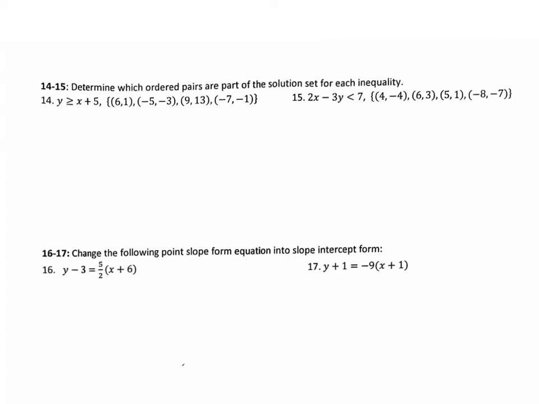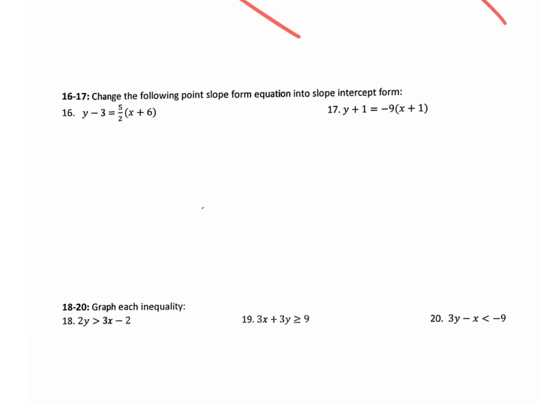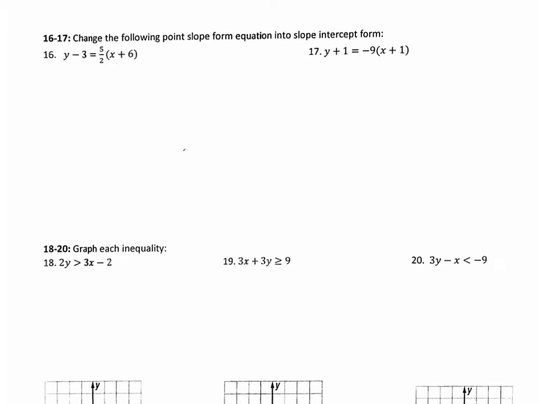Now, I do realize that this test is long, and the other algebra teachers also agreed with that, so we are going to skip numbers 14, 15. All you had to do there was plug in and see if it was true or false, but that kind of takes a lot of time. So let's just jump to 16 through 17. Change the following point slope form equations into slope intercept form. So we want it to look like y equals mx plus b.